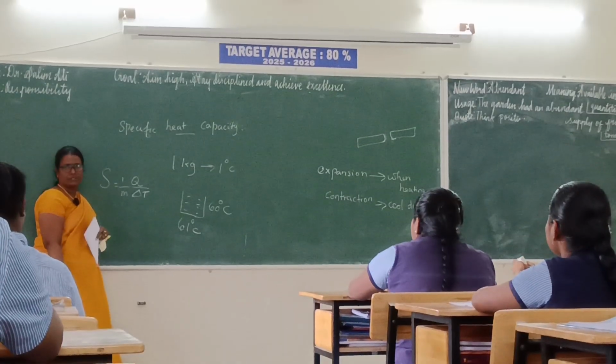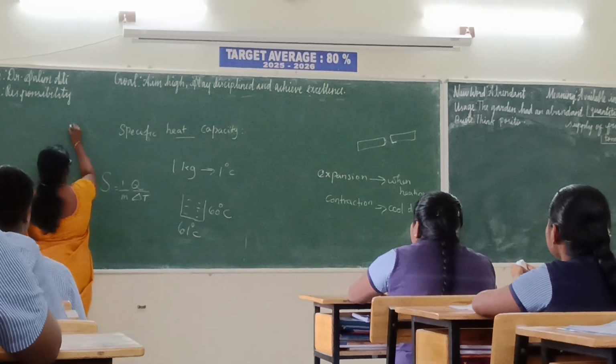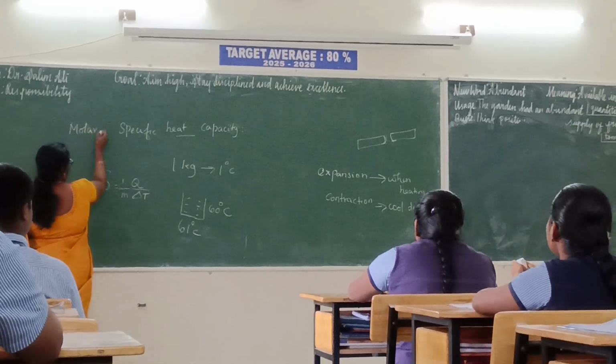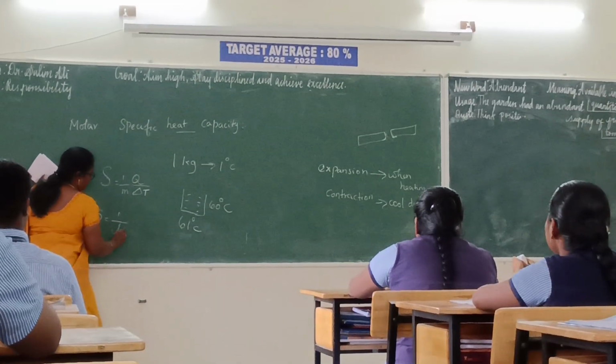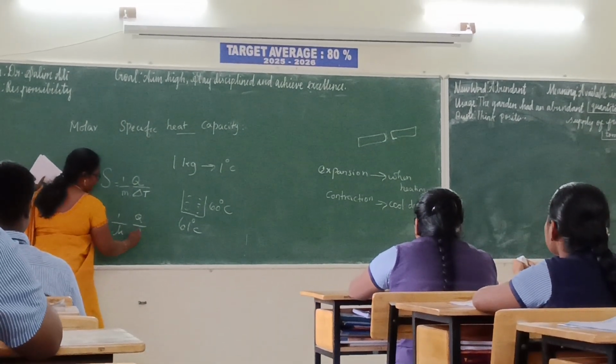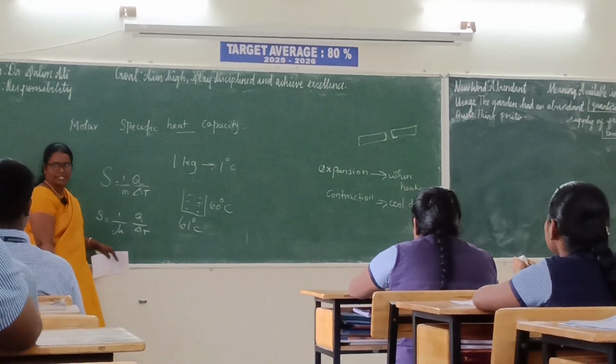Suppose you are taking the amount of substance in moles. Then this will change to molar specific heat capacity. The formula for molar specific heat capacity is 1 by mu into Q by delta T, where mu is the amount of substance in moles.